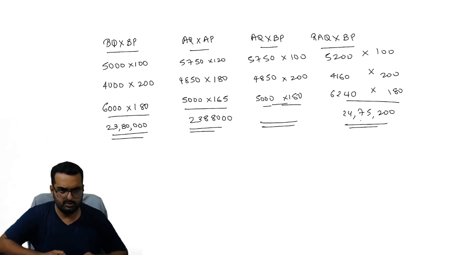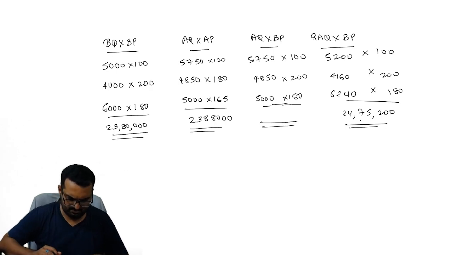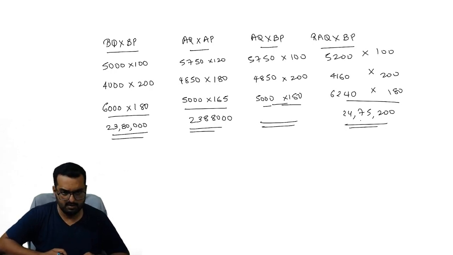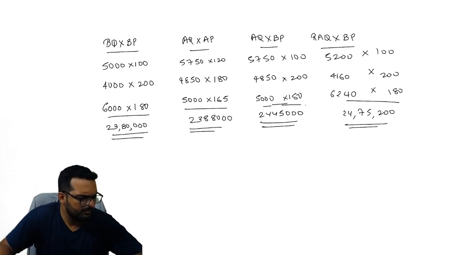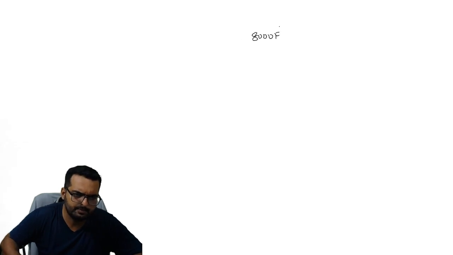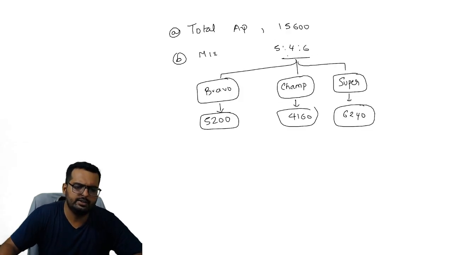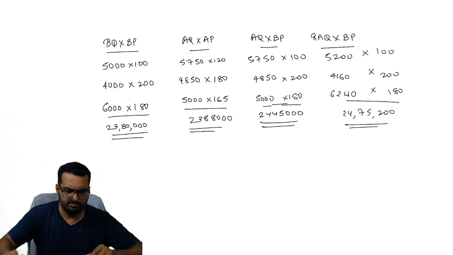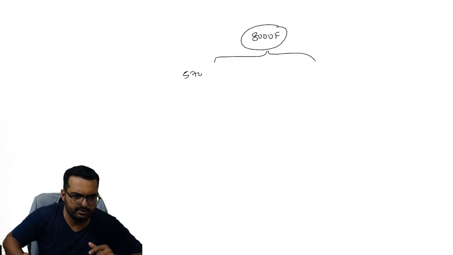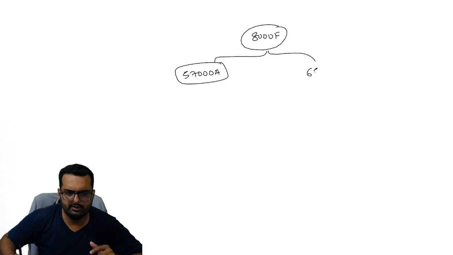And what about the third column? How much is that? 24 lakh 45,000, is it? All right. So you will get the whole thing as 8,000 favorable. And then you will have 3 minus 2, that will be 24 lakh 45,000 minus this, that will be 57,000 adverse. Am I right? So this one would be 65,000 favorable.